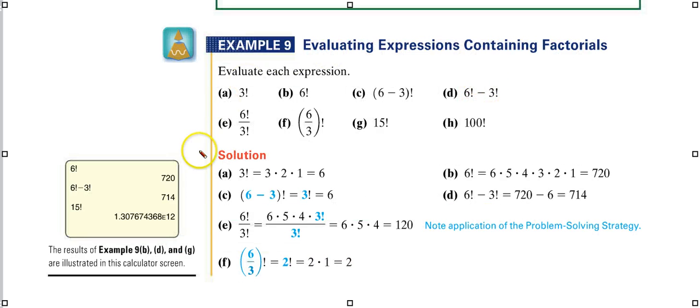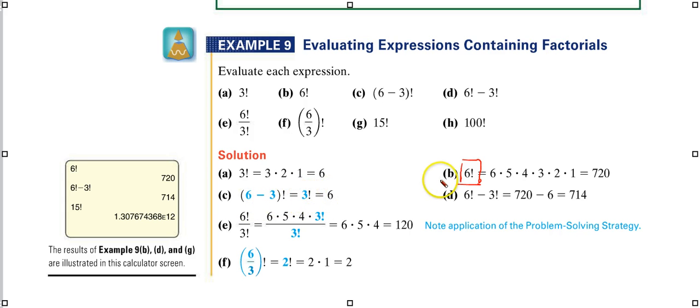So here are some very good examples showing you how to work with factorials. 3 factorial is 6. 6 factorial, showing you the process. Again, if you have a calculator that can do this operation, you get that directly. Now, for this one, you do the subtraction inside the parentheses first and get 3 out of this.